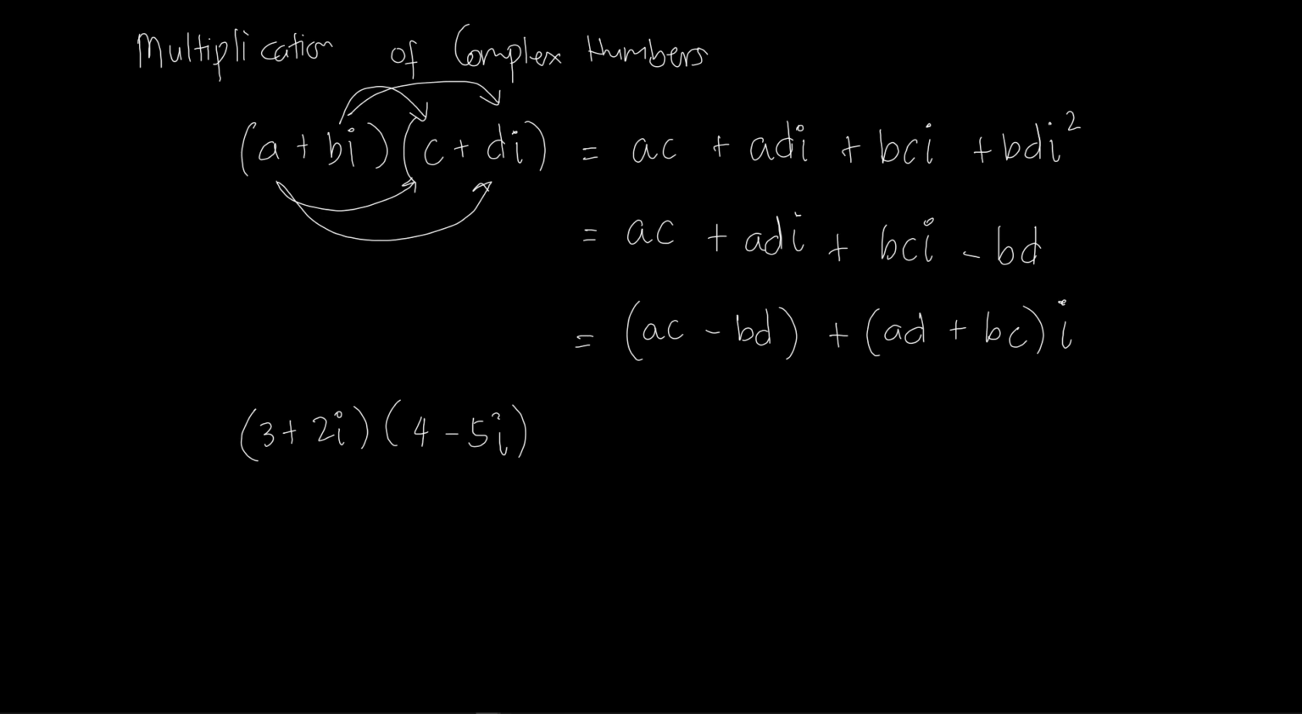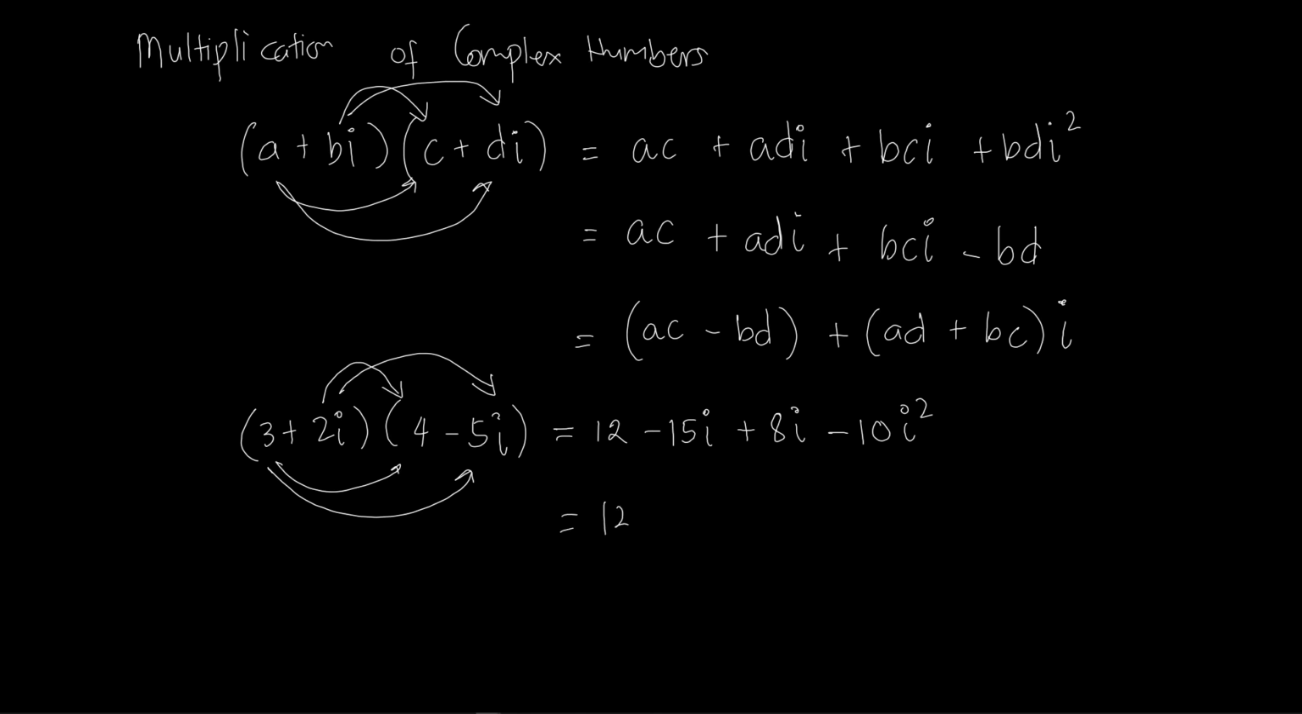Okay, sige daw. Saan na to na siya? Kani times kani, pila? 12. 12, sir. Kani times kani. Negative 15i, sir. Kani times kana. 8i, sir. Kani og kana. Negative 10i squared.